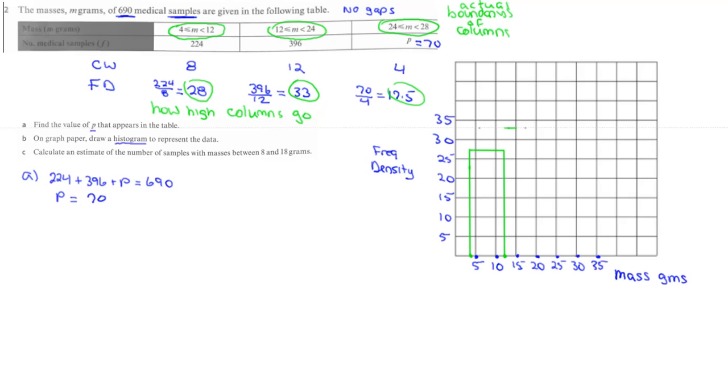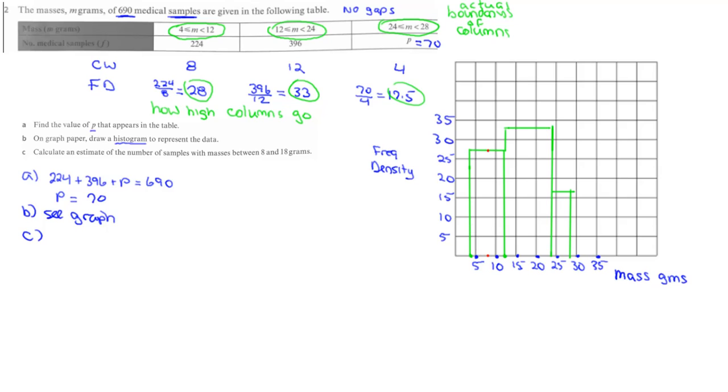Now I go to the next one. The next one goes up to 33, and it goes from 12 to 24. Again, you'll notice I'm just estimating. And then the last one is going to go from 24 to 28. It's going to be skinnier, and it's only going to go up to 17.5. All right, there's my graph.